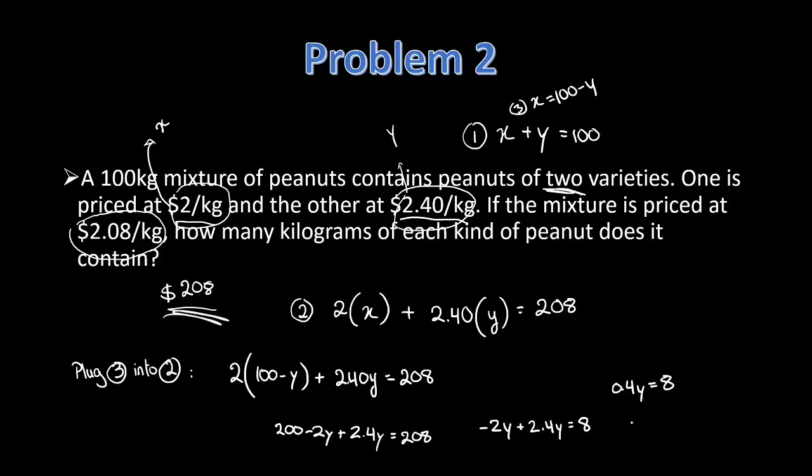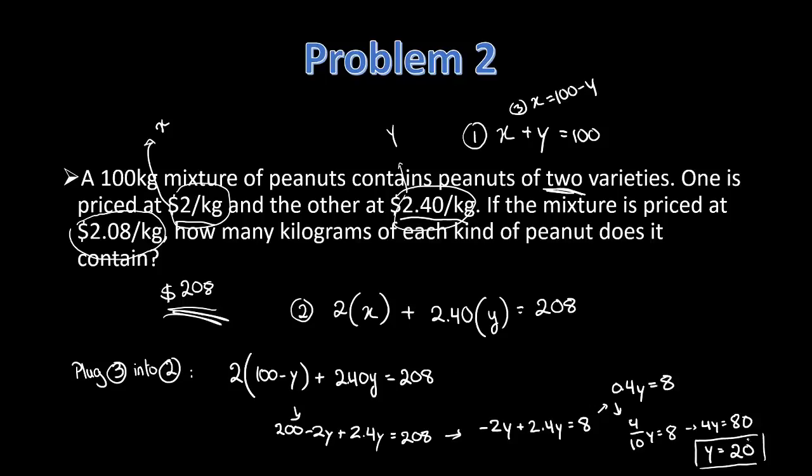Then 0.4 is 4 over 10, so 4 over 10 y is equal to 8, and then 4y is equal to 80, and then y is equal to 20. Sorry, that looks a little bit messy, but I was progressing this way just to show the progression of my thoughts. So y is equal to 20.